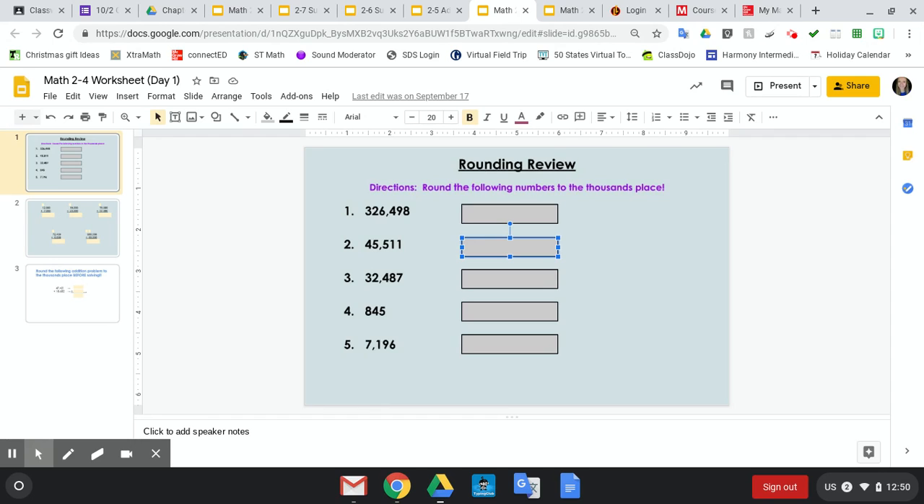So rounding to the thousands place, 45,511, I would find the place, look next door, it's 5 or more, so I raise the score. So I raise the score of the thousands place. So keep the 4, raise the 5 to a 6, and everything else becomes zeros.